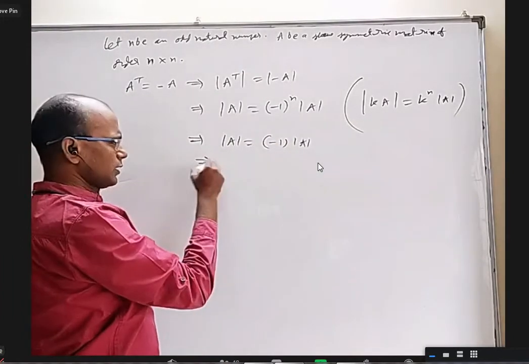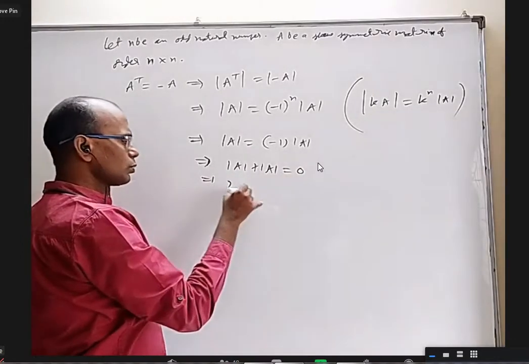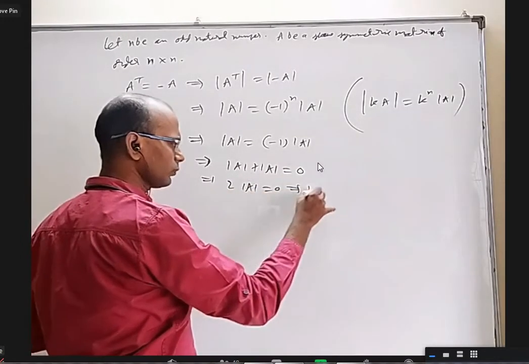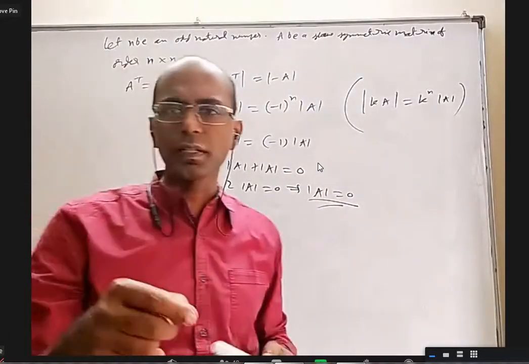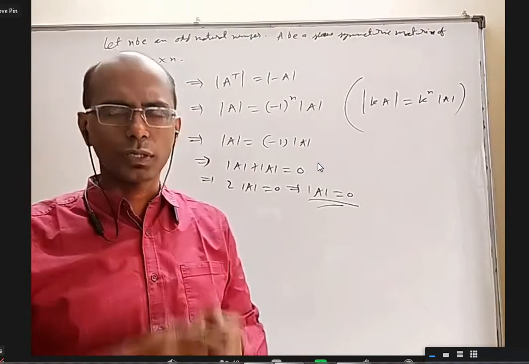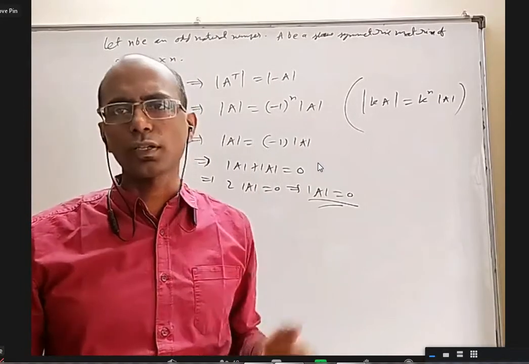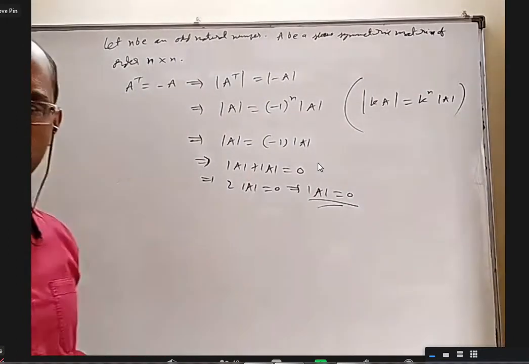When I bring this to this side, det A plus det A is 0, 2 det A equals 0, so det A equals 0. So with this method, I am proving not only for 3 by 3, but even 5 by 5, 7 by 7, 9 by 9, or 101 by 101, any big matrix. A skew symmetric matrix of odd order has determinant 0. Is it okay?